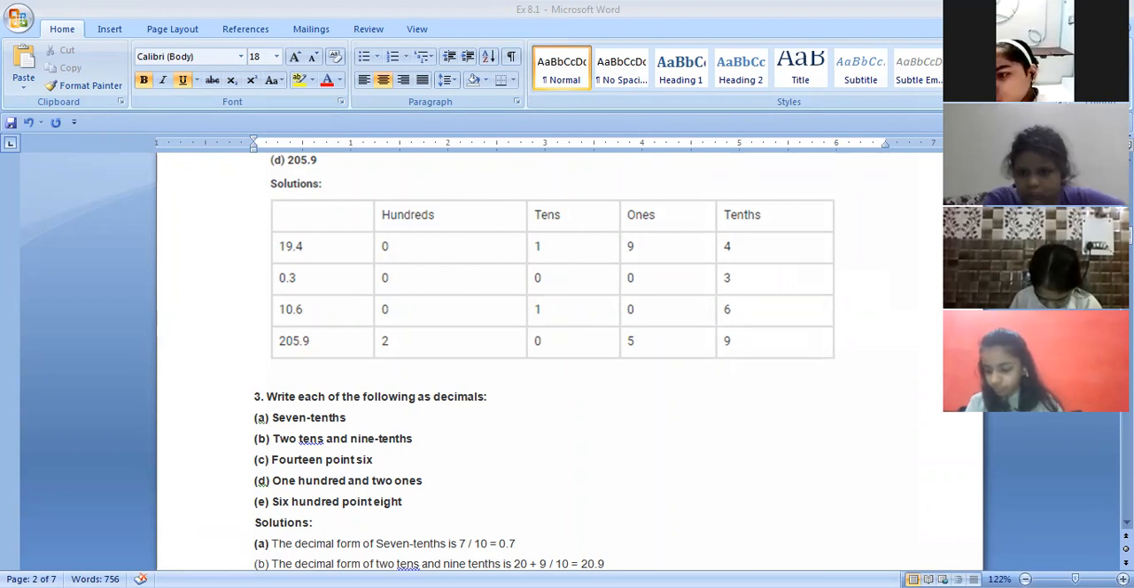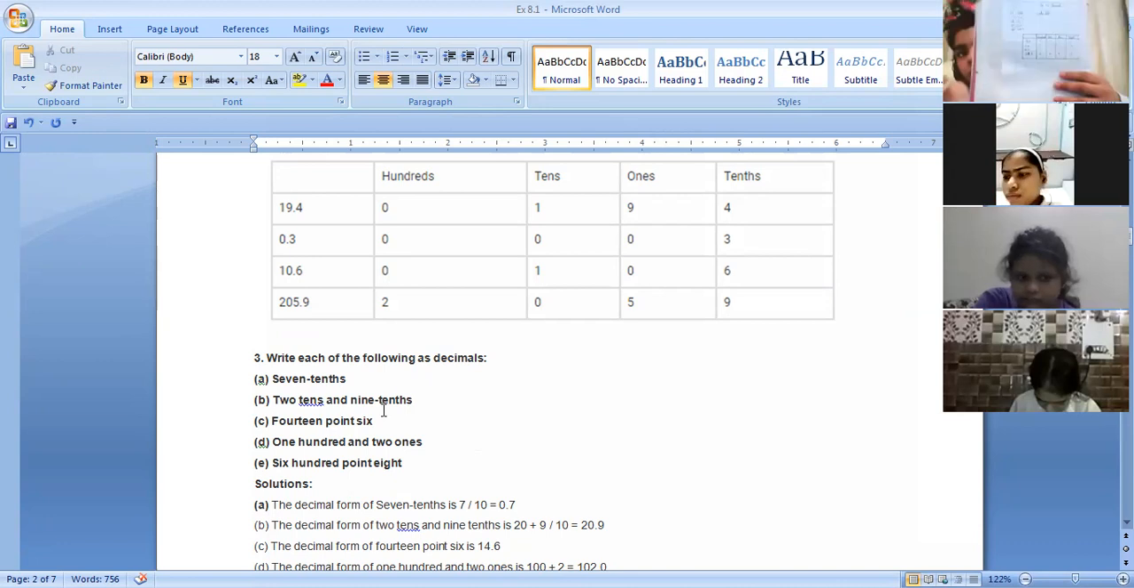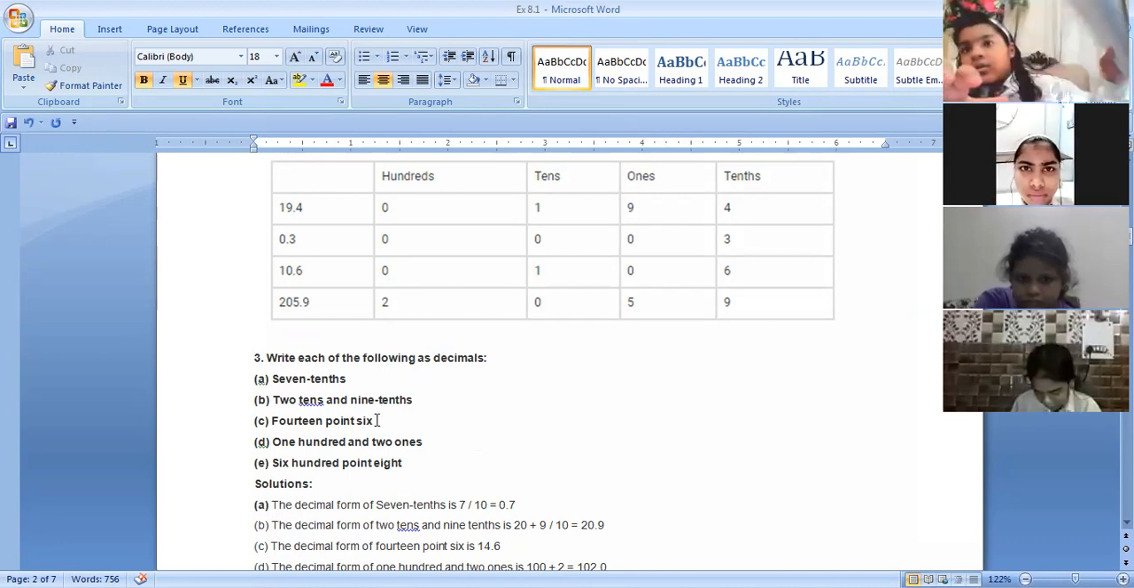Let's see the next, 14.6. So it is very simple. You can write it like that only, 14.6. Isn't it? So it can come in both forms, like this, 14.6, or in the tenths form also. So you have to understand both the ways.